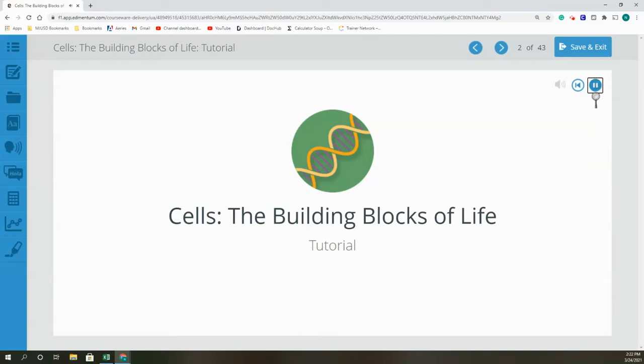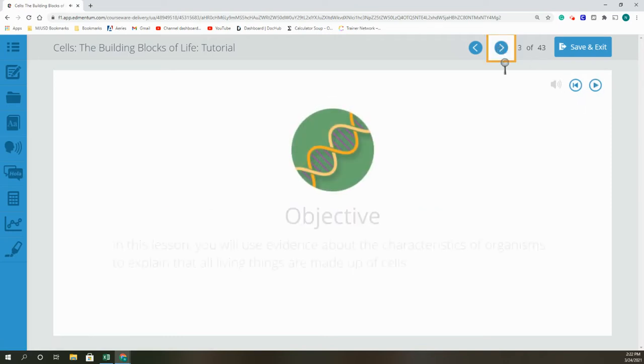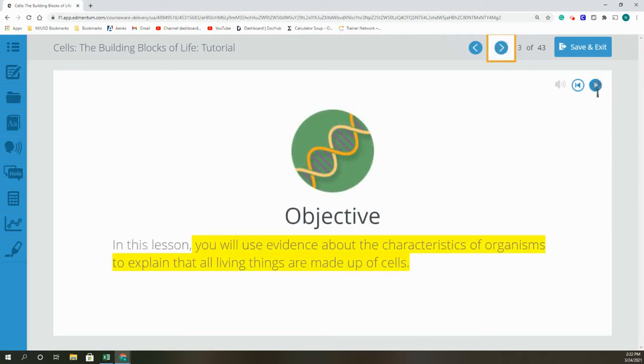Cells, the building blocks of life. In this lesson, you will use evidence about the characteristics of organisms to explain that all living things are made up of cells. Objective.